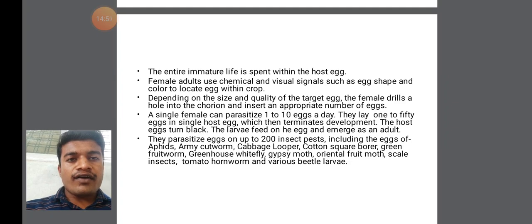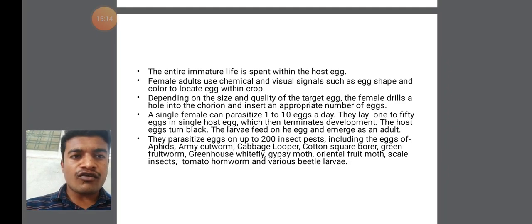The Trichogramma wasp parasitizes eggs of up to 200 insect pests, including the eggs of aphids, army cutworm, cabbage looper, cotton square borer, green fruitworm, greenhouse whitefly, gypsy moth, oriental fruit moth, scale insects, tomato hornworm, and various beetle larvae. Finally, the Trichogramma wasp parasitizes the eggs of other insects, as has been given here.